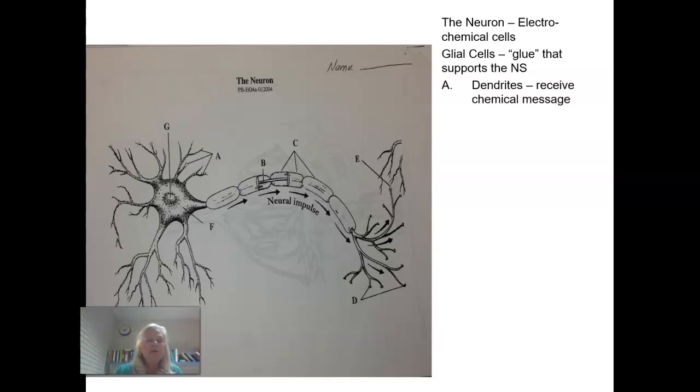Now, as I go through this, I'm going to speak fairly quickly, but I'd like you to pause as needed to write down what each of these parts of the neurons are. And maybe you can remember some of them from biology.